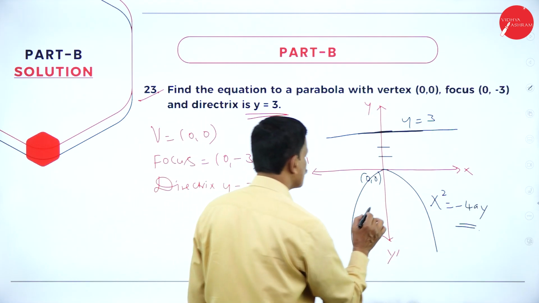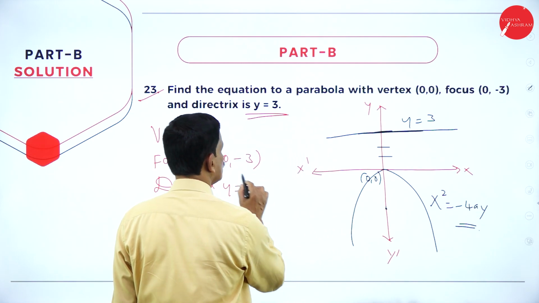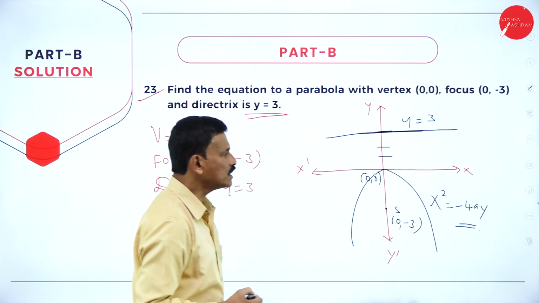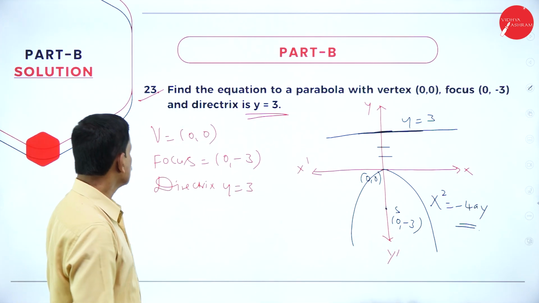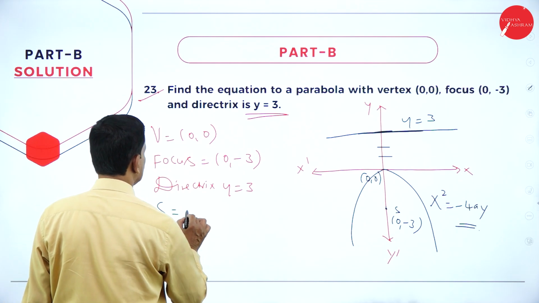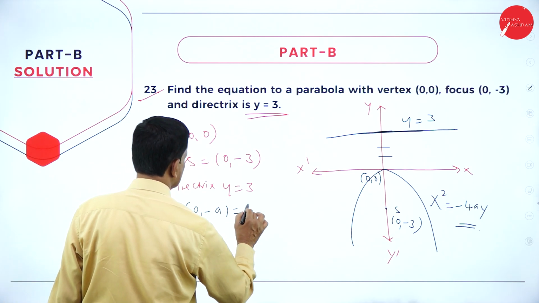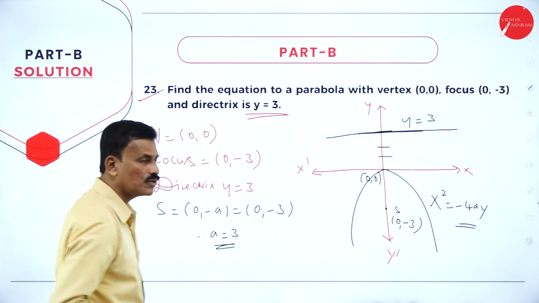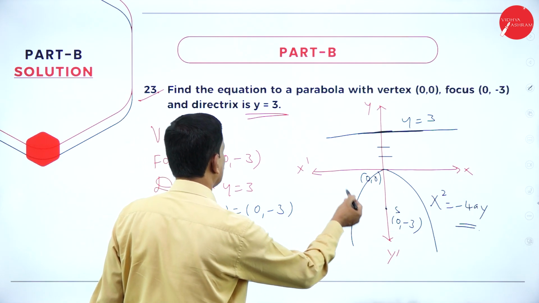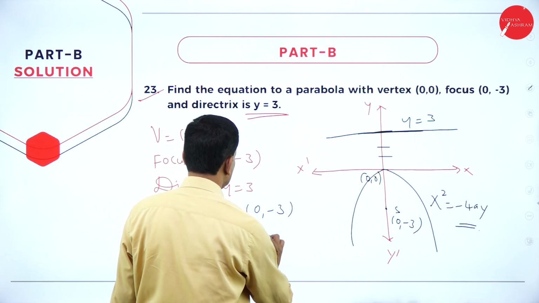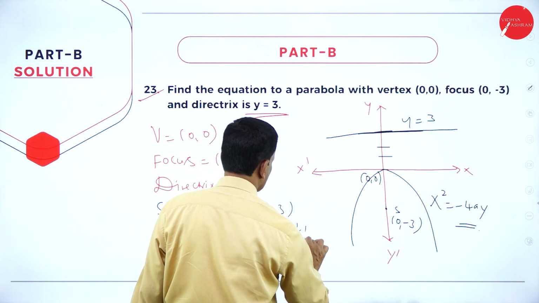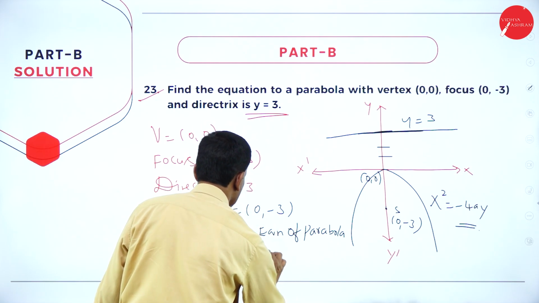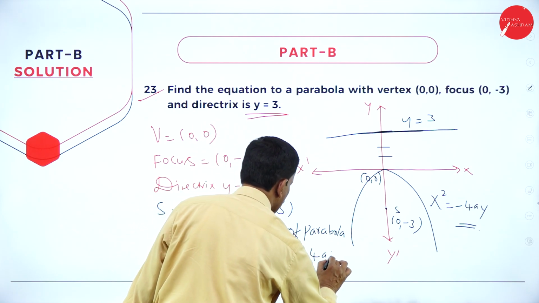And what is the focus? This is the focus. So the focus is 0, -3. So S is 0, -3. These are the given conditions. The focus is nothing but S is equal to 0, -a, that is nothing but 0, -3. Therefore A is equal to 3. So the required equation of the parabola, since the equation of the parabola is x square is equal to -4ay.